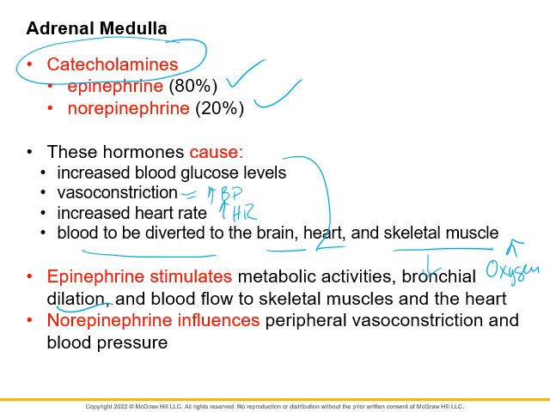So epinephrine, increased metabolic activities. Metabolic activities, you should be thinking something about glucose, right? Increased oxygen, those are the first two, or the two players that we need to generate the most ATP, right? And then the blood flow to the skeletal muscles and the heart. The norepinephrine really influences the smooth muscle of the blood vessels. So that's going to cause vasoconstriction and it's going to cause an increase in blood pressure.